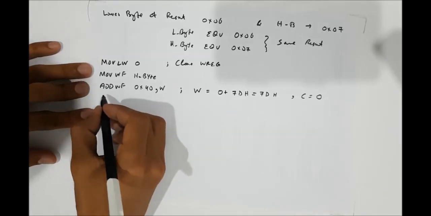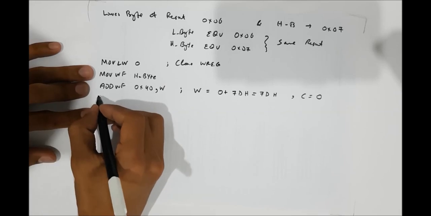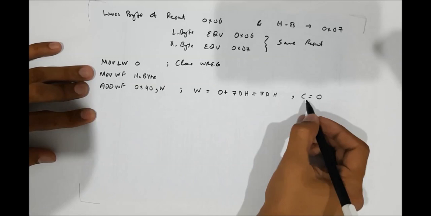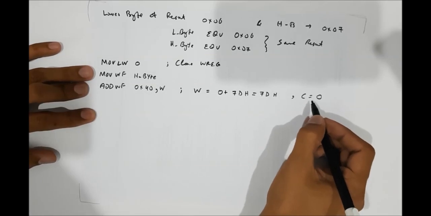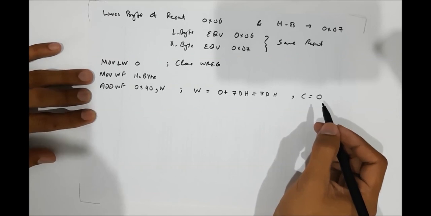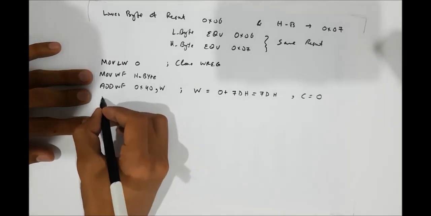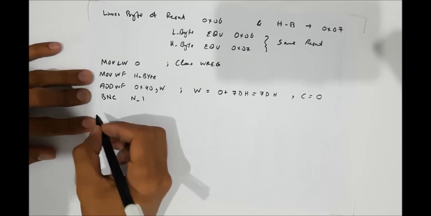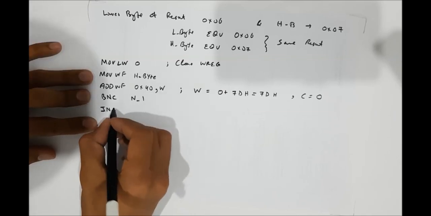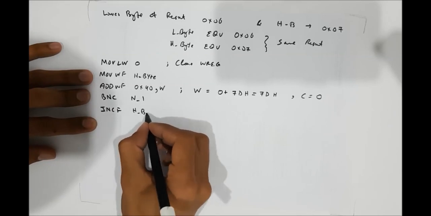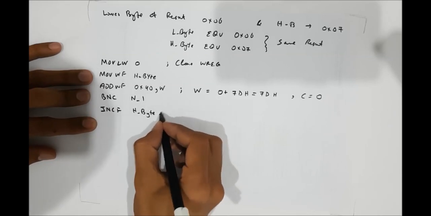Then in the next step, we want to see whether the carry was 0 or 1. We know that it was 0, but the program will not know. So we have to check whether the carry was 0 or not. So BTFSC STATUS, C, and otherwise, increment file register H_byte.